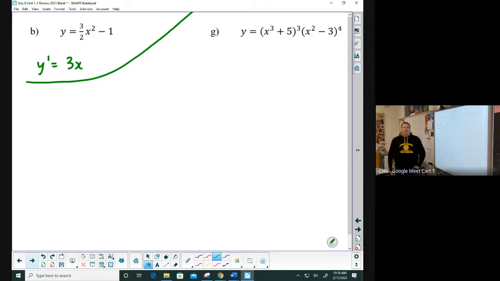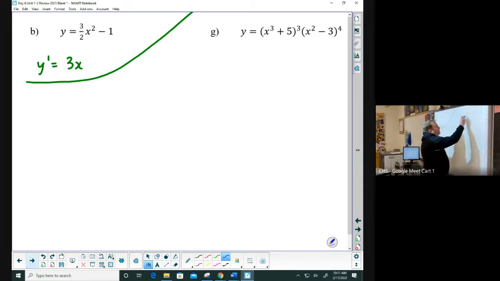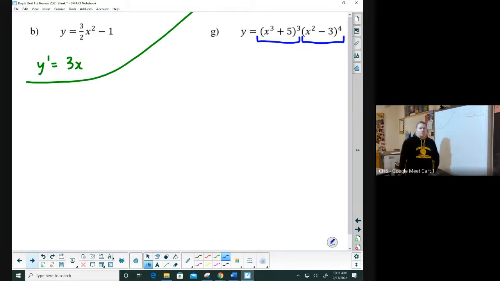Next then, I'm going to do G. G definitely looks different. But you should see, again, 2 functions. A first function and a second function. But of course, each of those functions have their own little rules. This first function is something to the power of 3. Blah to the power of 3. Russian doll. Derivative of that is going to have its own rule.